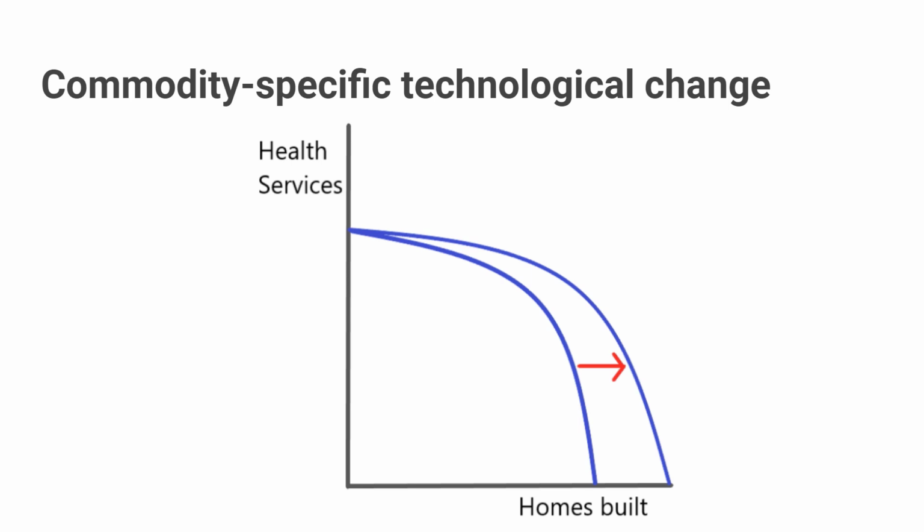In that case, we'd see the curve shift out in a rightward direction, but that by itself would not increase our ability to provide healthcare services. So in that case, we'd see the curve pivot out along the homes being built axis, but not along the health services axis.